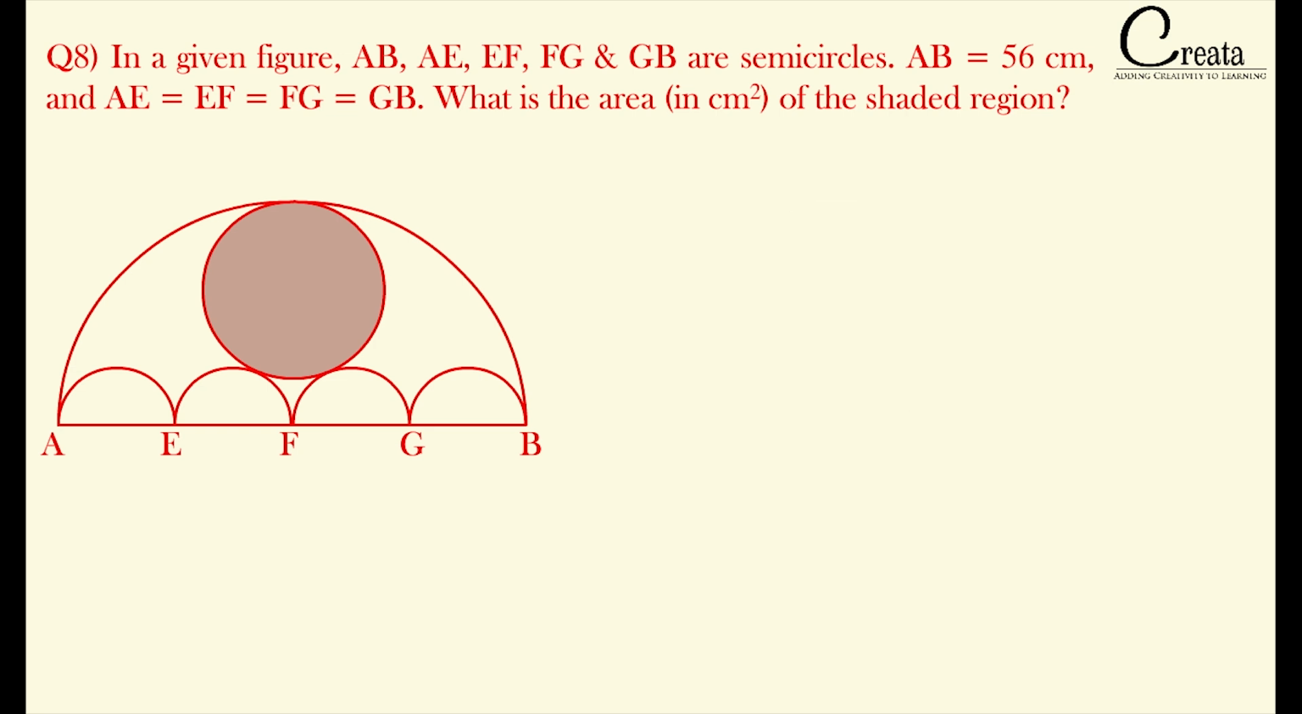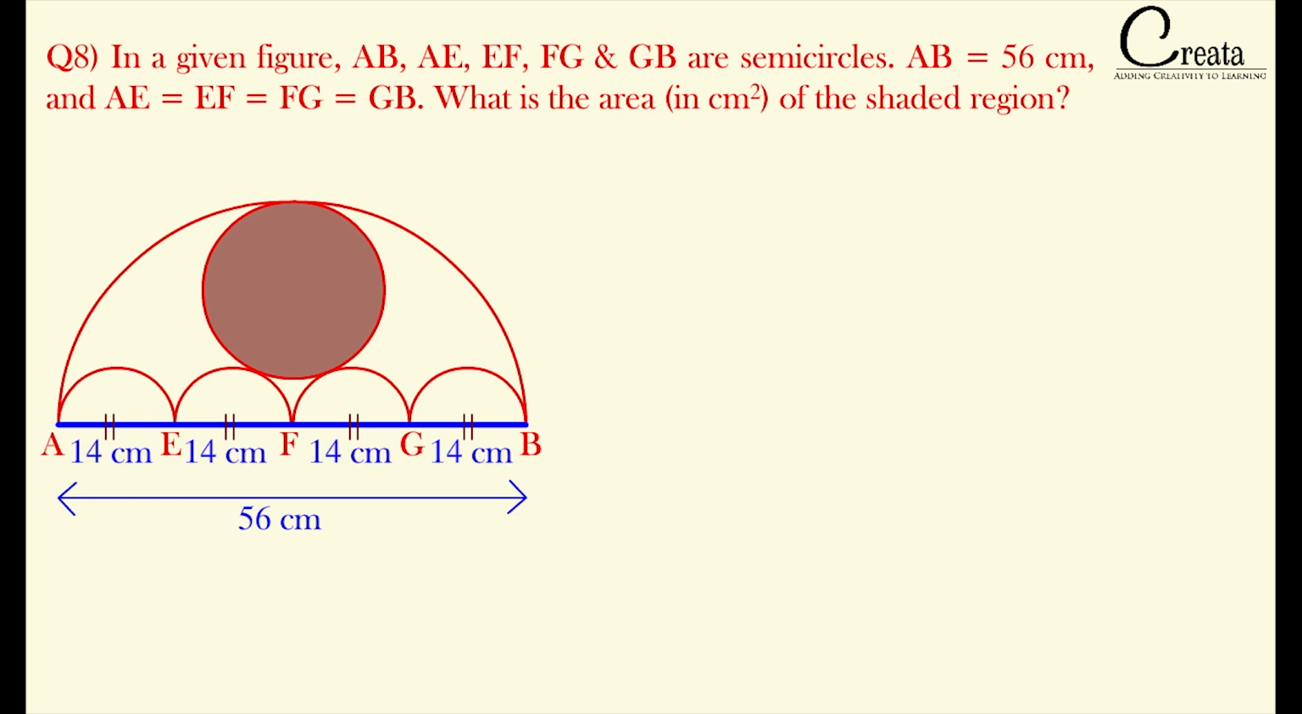Our first step, we will observe and visualize this question. In this question, a figure is given. Okay, let's refer the figure. In this figure, AB is given as semicircle and also AE, EF, FG and GB are also given as semicircles. Further, AB, that is this complete length, is given as 56 cm and further AE, EF, FG and GB are given as equal to each other. Here AB is 56 cm and it is divided into 4 equal parts. So we got each part as 56 by 4, that is 14 cm. We got length of all these line segments as 14 cm.